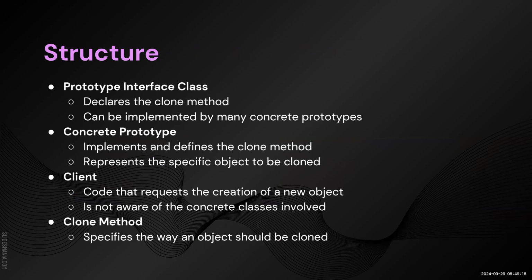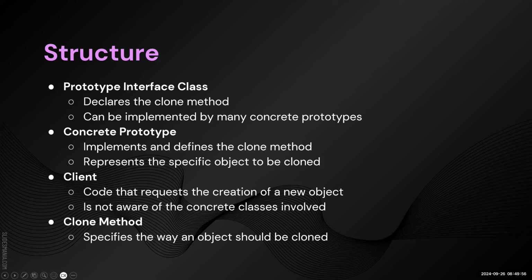So the structure of this is that it has a prototype interface class. This is what will declare the clone method, and it will be implemented by concrete prototypes that will be shown later on. The concrete prototypes are the actual classes that will be creating the objects, and that uses and actually defines what the clone method is, whereas the prototype interface class is just implemented by the concrete prototype. And this represents the specific object being cloned. So in the last example, the concrete prototype would be the minion.